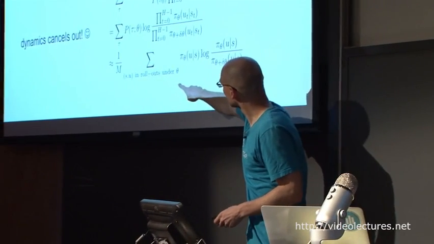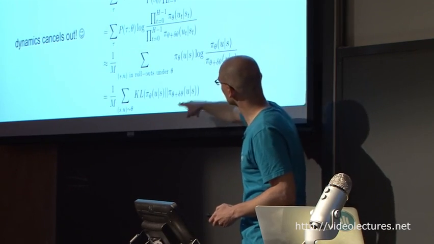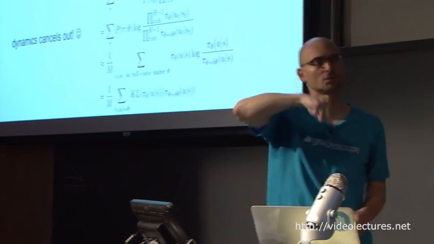We average over the states and actions that we visited. This thing over here, which is the conditional KL between the distribution for the policy we had before and the one that we have after.